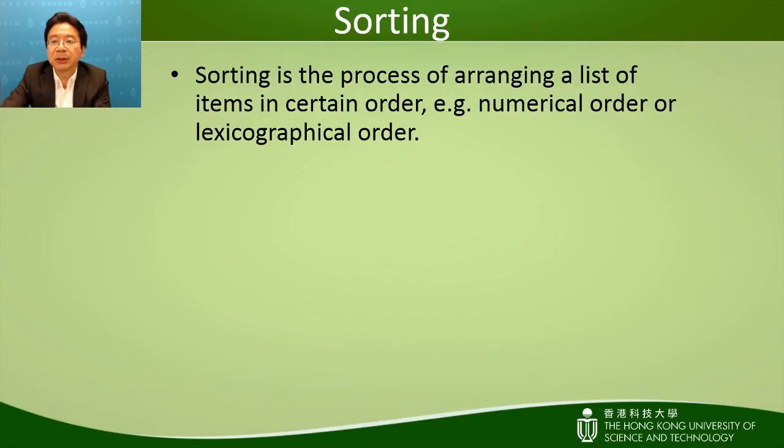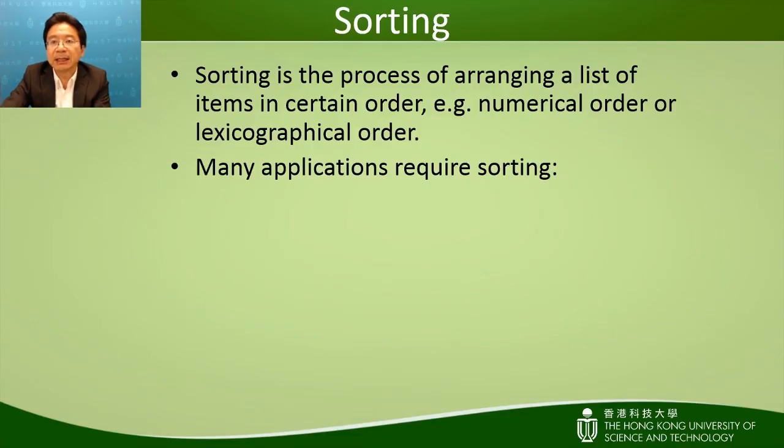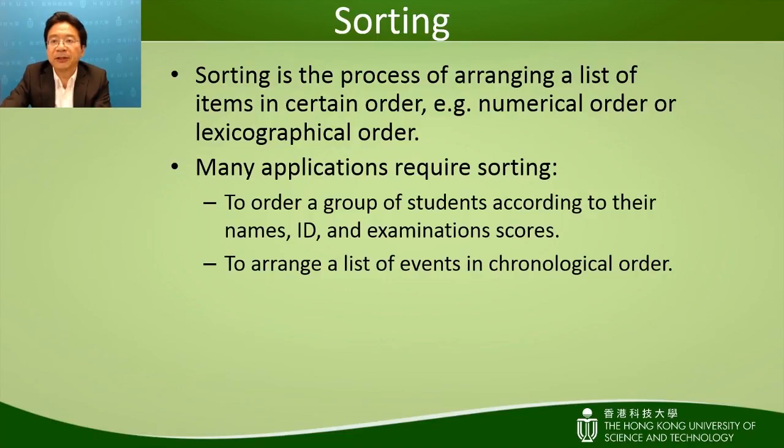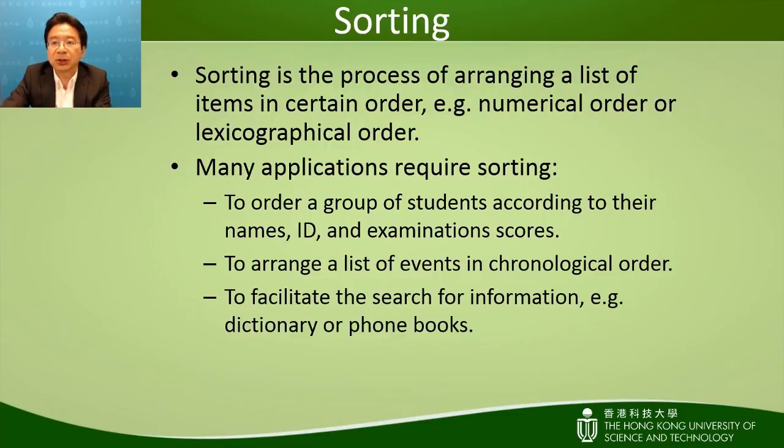Many applications require sorting. For example, to order a group of students according to their names, ID, and examination scores, to arrange a list of events in chronological order, to facilitate the search for information. For example, in dictionaries, imagine the difficulty of finding the meaning of a word from a dictionary if the words are not in alphabetical order, although not many of you use a dictionary anymore.